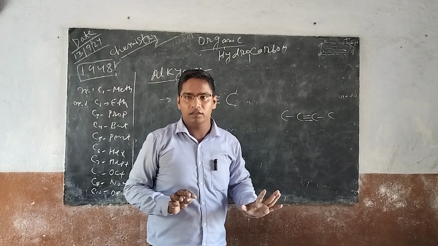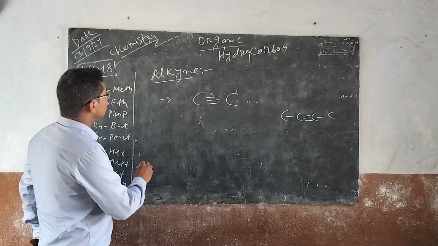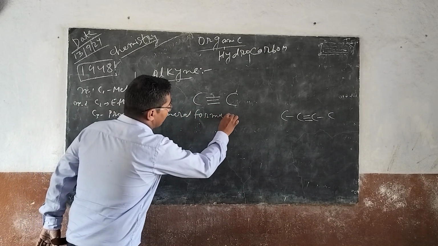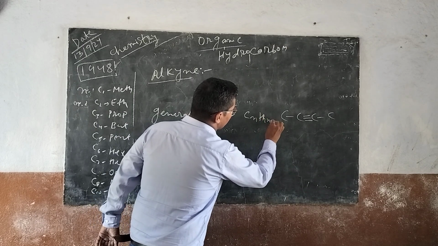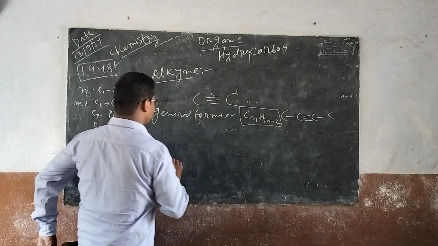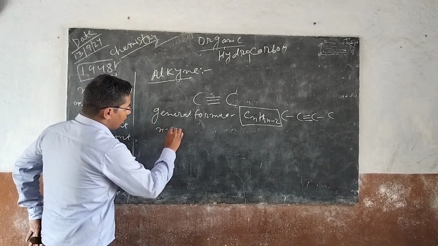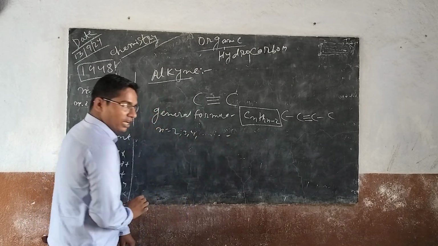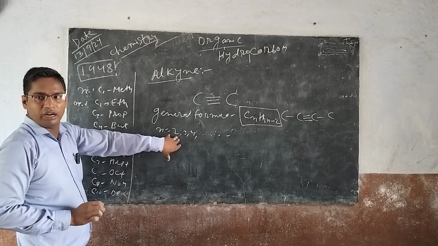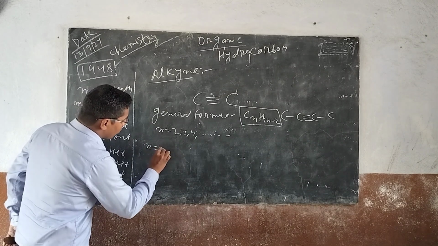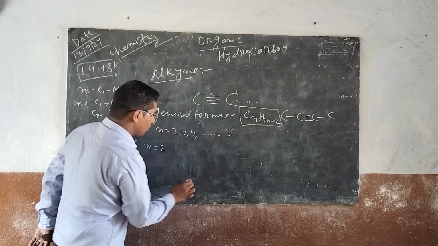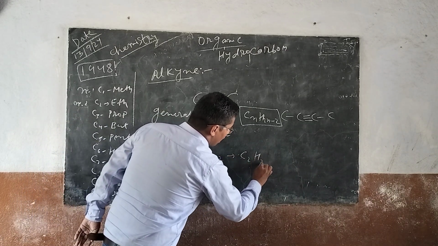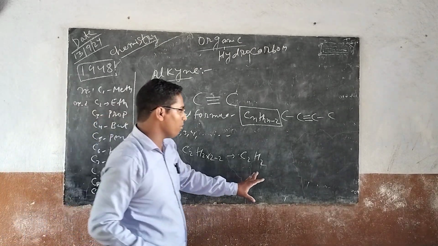General formula of alkynes: CnH2n-2. The number of carbons starts from 2, then 3, 4, 5 and so on. We need at least 2 carbon atoms. For the first member, when you put the value 2 in the general formula of alkyne, we get C2H2. Does anybody know the common name of C2H2?